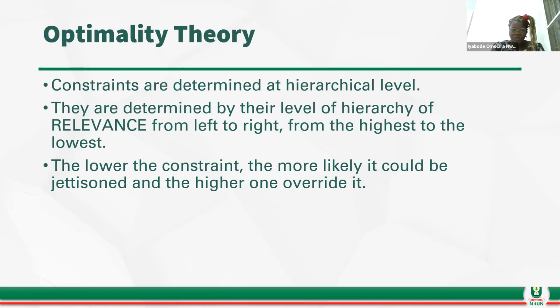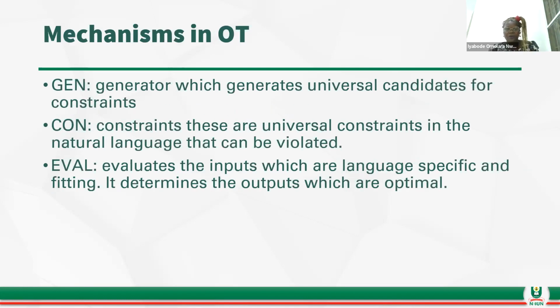So this is what we are talking about when we talk about the constraints in Optimality Theory. Let's look at the mechanism that helps it to work. Now, you have the GEN, which is called the generator. I want us to look at some of these examples as we go along.